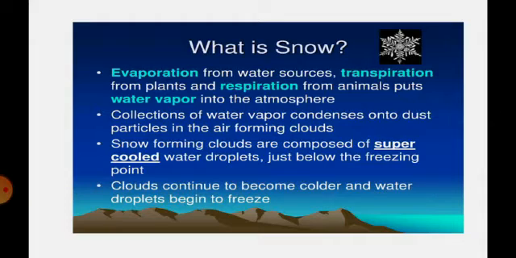atmosphere. Collection of water vapor condenses onto dust particles in the air, forming clouds. Snow forming clouds are composed of supercooled water droplets just below the freezing point. Clouds continue to become colder and water droplets begin to freeze.